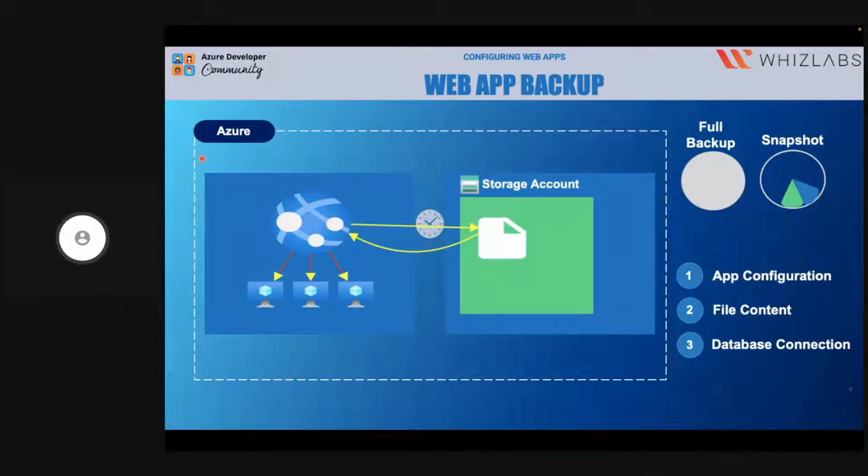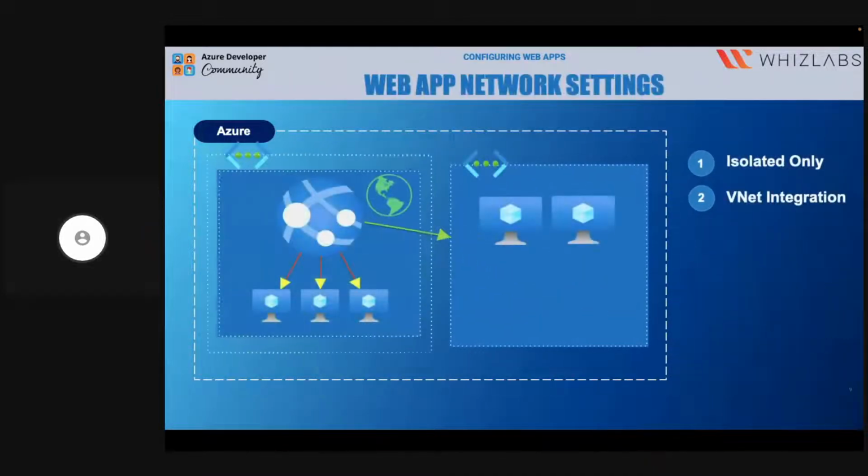Also you can configure a storage option, let's say for the backup. So you can either do the full backup or a snapshot based backup, and all your backups will be stored on blob storage, or you can even enable file content also. And you can connect your database connections, which is also available for web app. You can even isolate your web app, so that, let's say, only a particular VM or particular VNet can access my web app. That type of configuration you can also do.